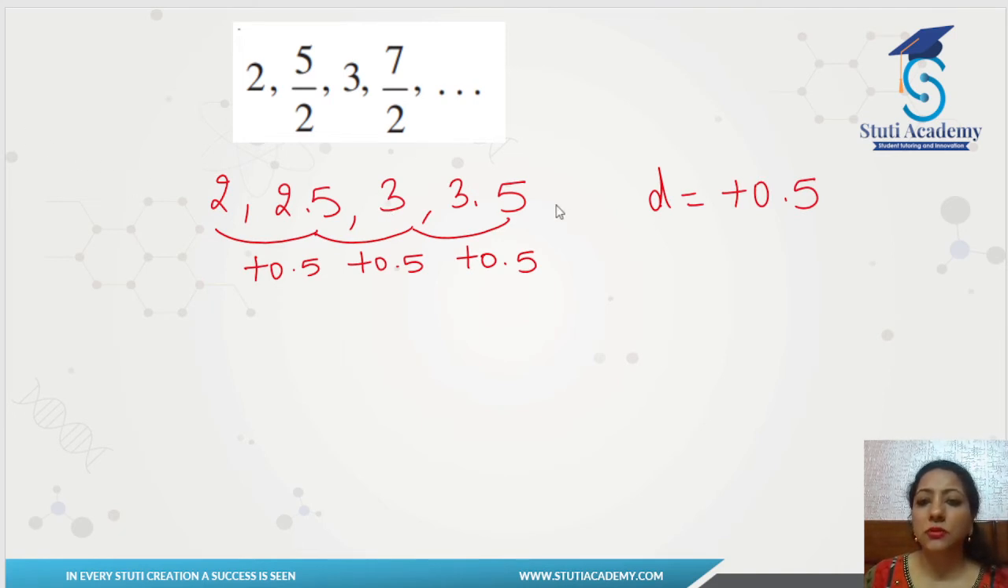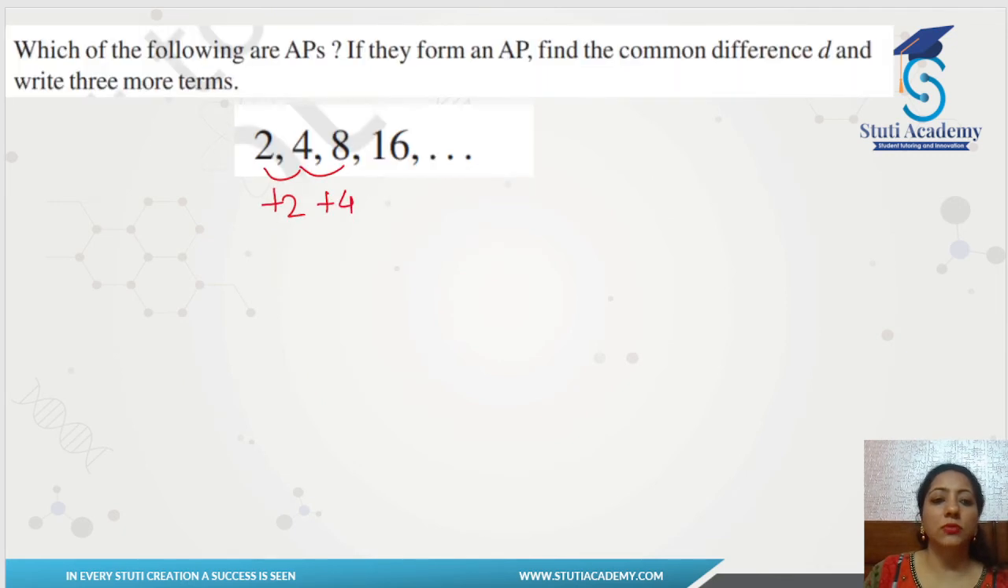And coming to the next 3 terms, up till 3.5 it's given to us. The next term we'll get by adding 0.5 to 3.5. We will get 4. The next would be 4.5. The next would be 5. That's all. We were just asked to write the next 3 terms, and we've already written them.